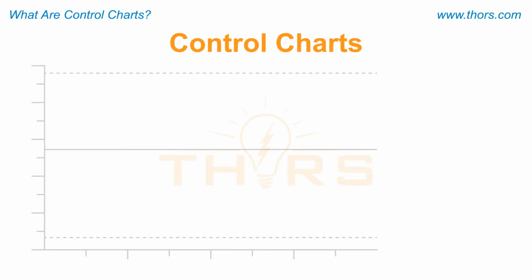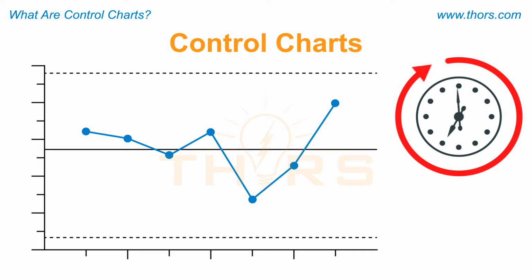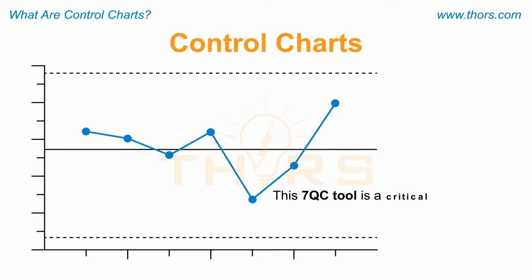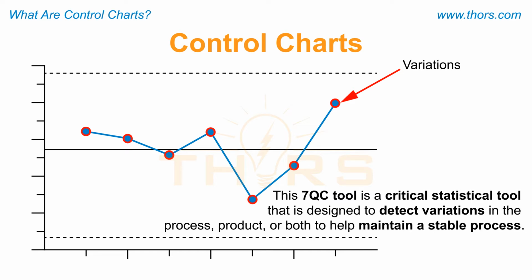Control charts are a type of chart used to visually represent process performance over time. This 7QC tool is a critical statistical tool that is designed to detect variations in the process, product, or both to help maintain a stable process.